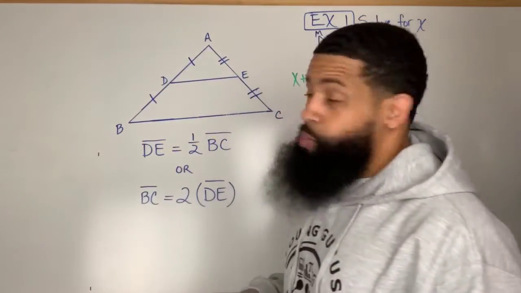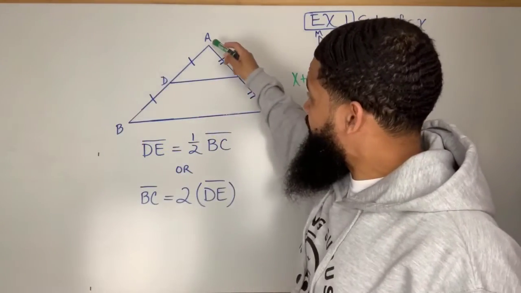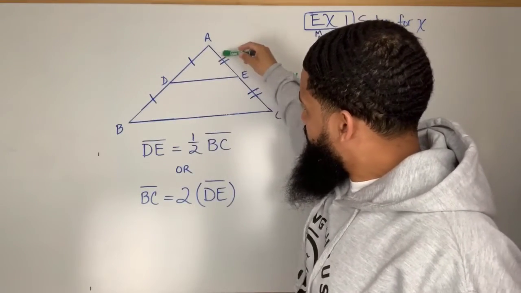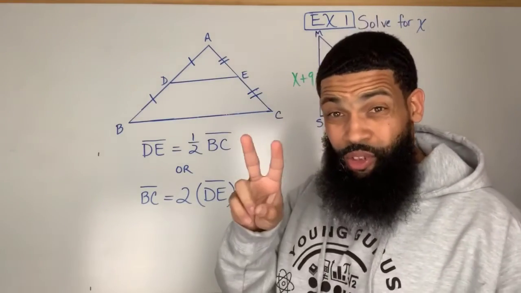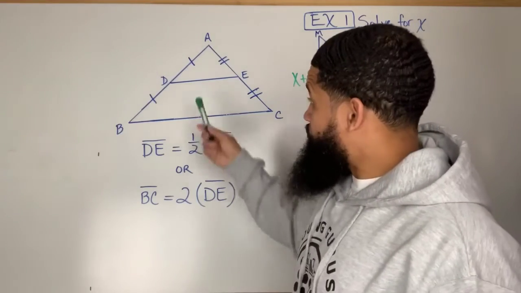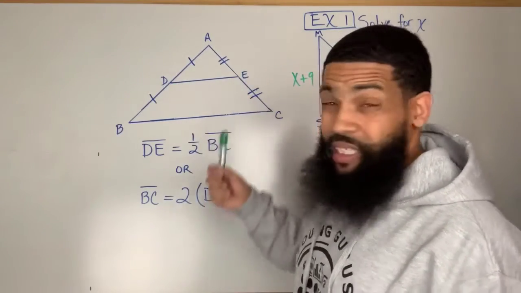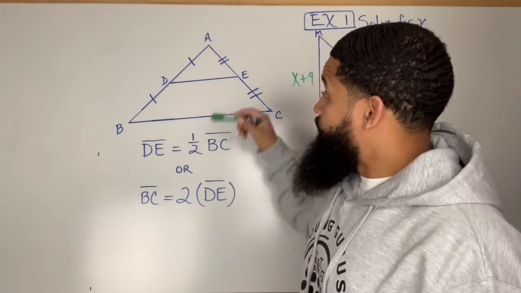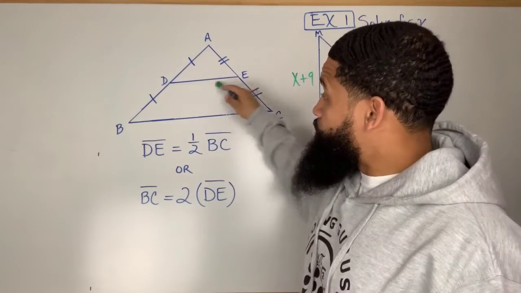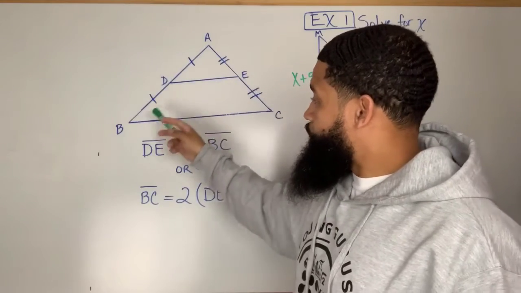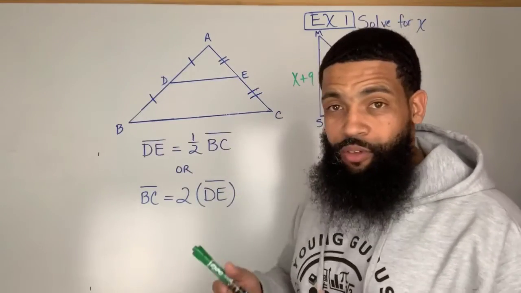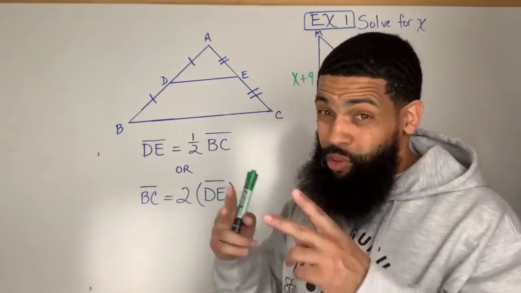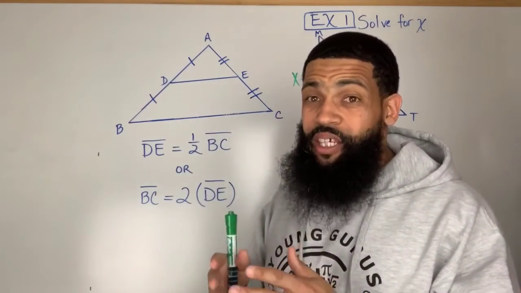What the triangle mid-segment theorem says is that if I have two sides of a triangle, and there is a segment that connects at the midpoint of both of those sides, then that means this mid-segment is half the length of the third side of the triangle.